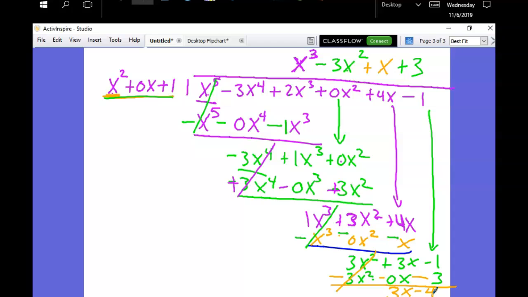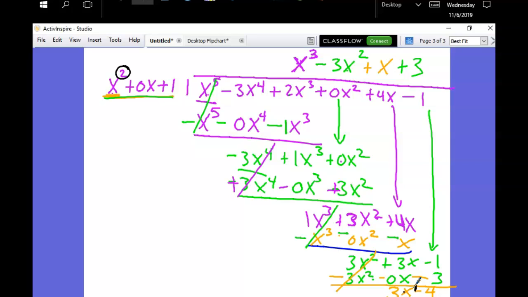Now, why are we done? How do we know when we're actually done? And this is kind of important for you guys to know. Take a look at this power right here. That's a power of 2. Now look at the power of our remainder here. The first one is 3x to the first. When this power is bigger than your remainder's power, then you're all done. You don't need to go any further.